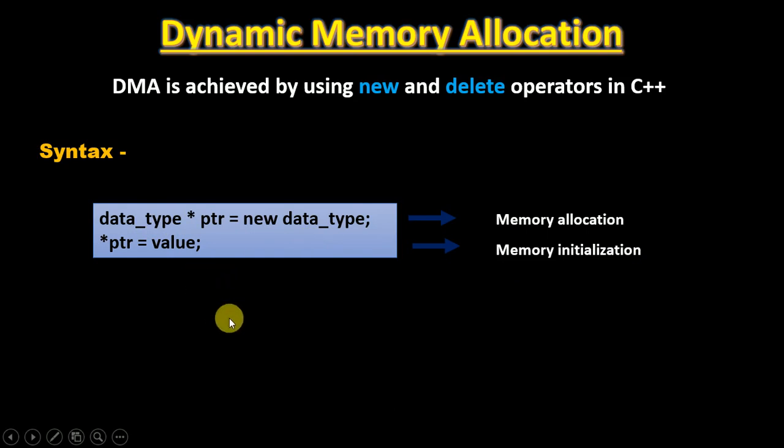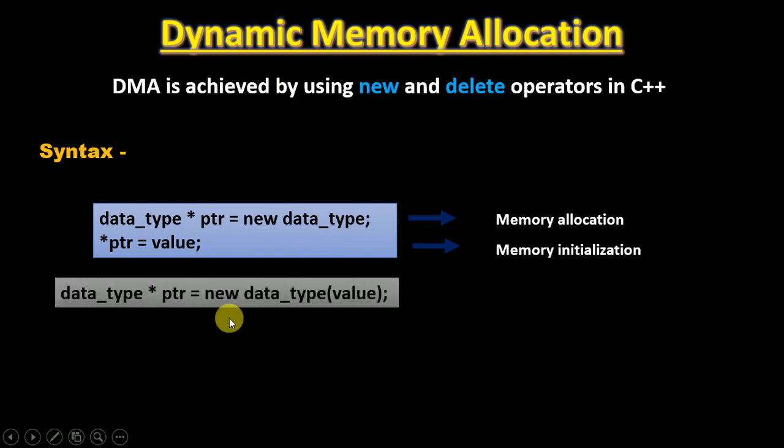Okay. Now this is initialization. Now there is one more method where you can allocate and initialize. If you observe the first one, first is memory allocation, next initialization. So instead of two lines, we can write it in a single line itself. New data type, within the function braces, you can provide the value. So this is memory allocation as well as initialization. Okay. So like this, we can allocate memory for any pointer for a single location.